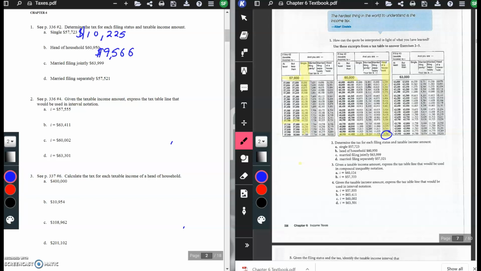So $9,566 worth of taxes. Married filing jointly in the 63,000 range. So 63,000 is right here. Okay, and we're looking at 63,999, which is going to be your very last row right here. And then married filing jointly is this column right here. So if you go all the way down at the bottom, 11,788 is going to be your number.